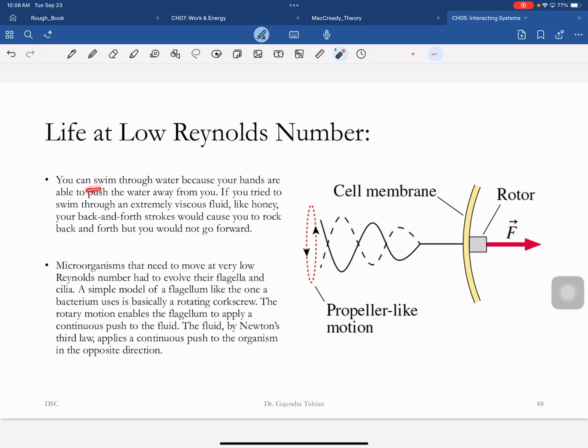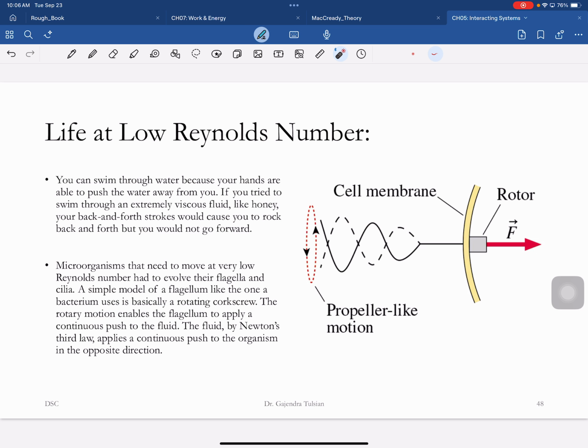So, you can swim through water because your hands are able to push the water away from you. If you try to swim through an extremely viscous fluid like honey, your back and forth stroke would cause you to rock back and forth and you would not go forward. Okay, so that motion was not good. So microorganisms had to develop a new technique to move in viscous fluids, and this is what they came up with. So the flagella, and they use cilia, micro hairs, but the effect is the same.